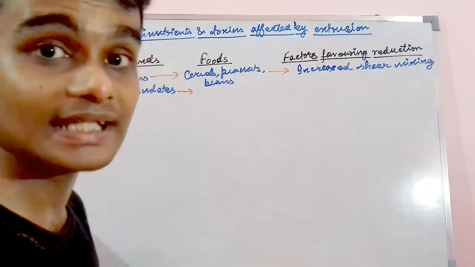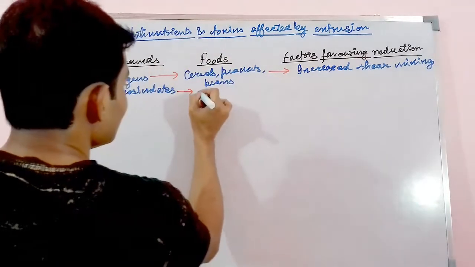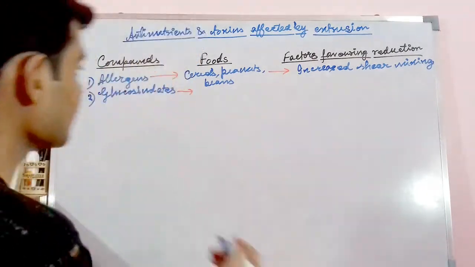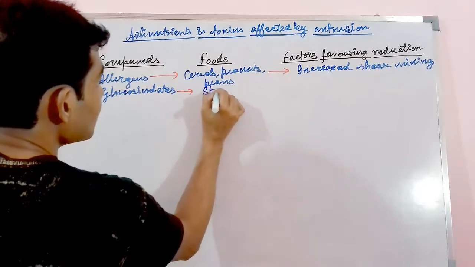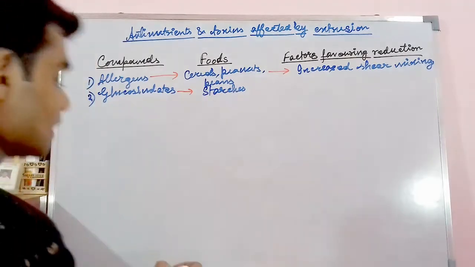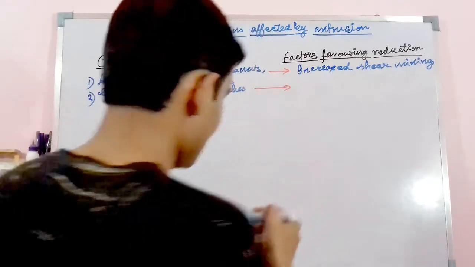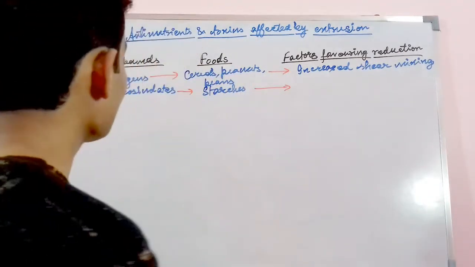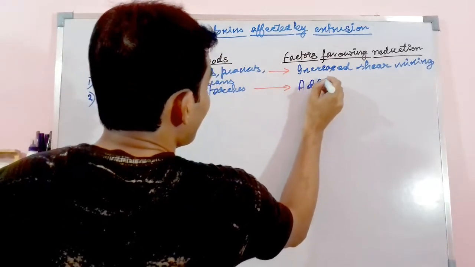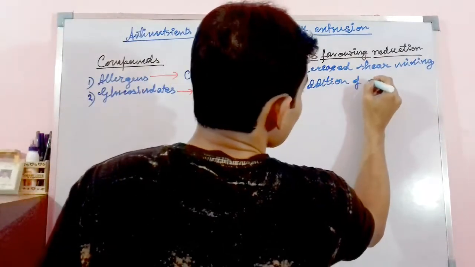Glucosinolates are majorly found within the starch, okay, starch based products. And the factor which would reduce the presence of this glucosinolate compound is the addition of ammonia.